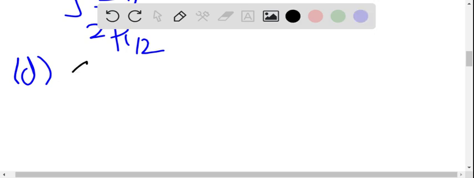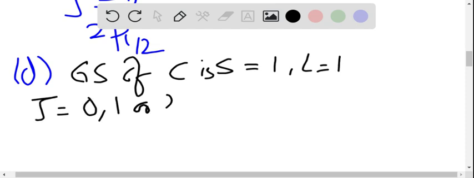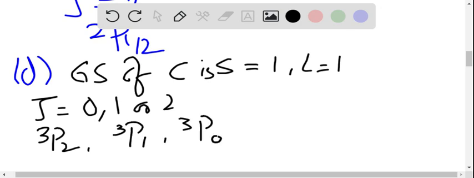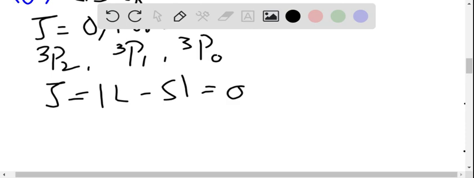So the ground state of carbon is S equal to 1, L equal to 1. And because of that, we have three possibilities for total angular momentum, J is either equal to 0 or 1 or 2, and three possible states, that is 3P2, 3P1 and 3P0. In the last subshell, carbon has two electrons, less than half, so the total angular momentum J is equal to L minus S, that is equal to 0. So the ground state of carbon is 3P0.